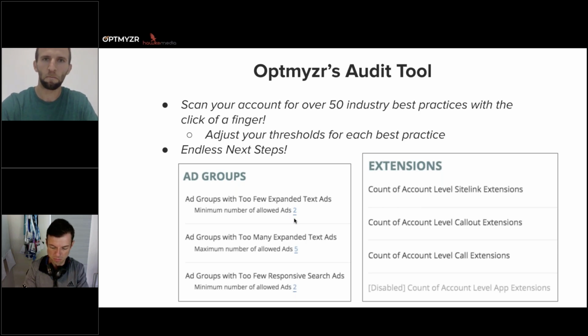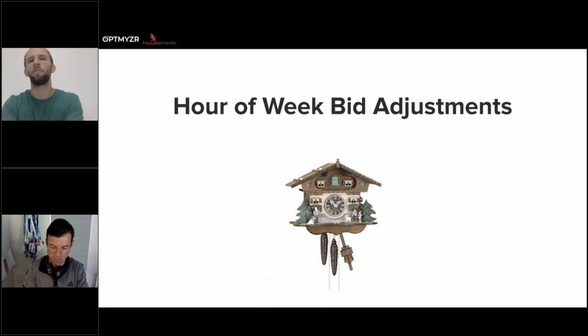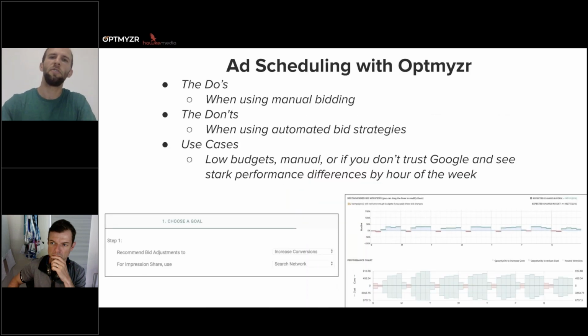Hour of week bid adjustments. When it comes to hour of week bid adjustments, it's a large variable in shopping behavior. It's when the user is actually searching and going through your ad. So really, there's a caveat here. When it comes to ad scheduling, some bid strategies, the automated ones, override this bid adjustment. But there's still cases where you want to use it.